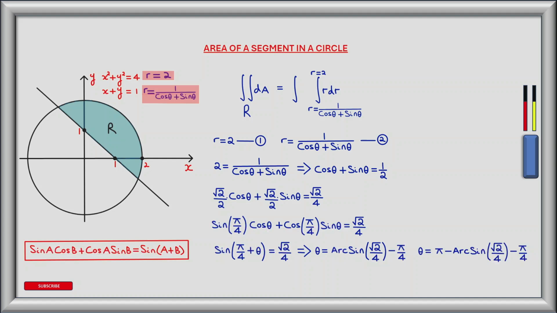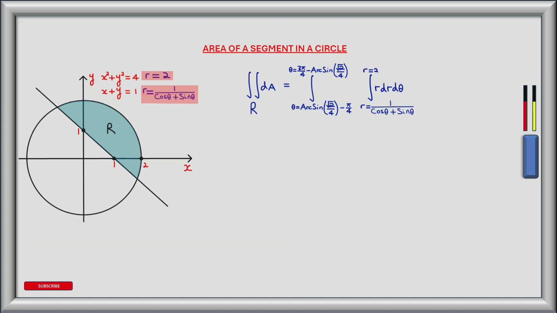Now if we remember that there are two angles in the range 0 to pi where the sine of the angle is the square root of 2 divided by 4, the other angle in this case is pi minus arc sine of the square root of 2 divided by 4. So our other value of theta is pi minus arc sine the square root of 2 divided by 4 minus pi divided by 4. So we now have our double integral.